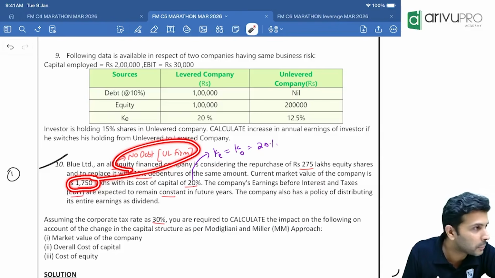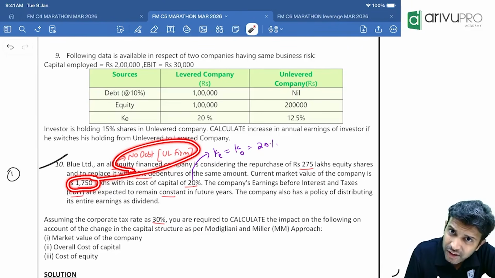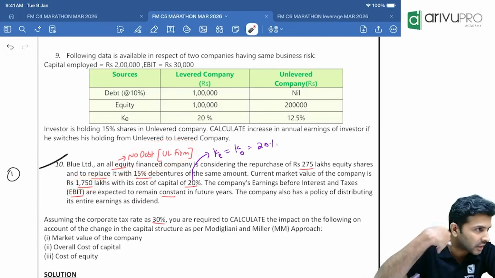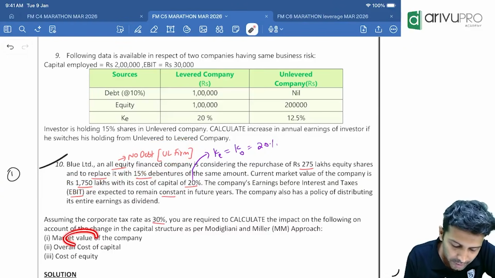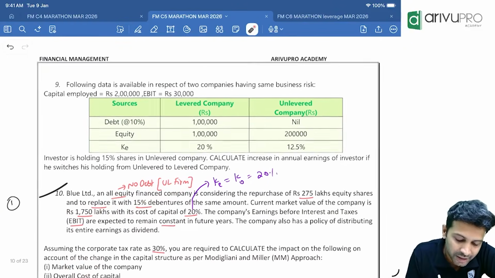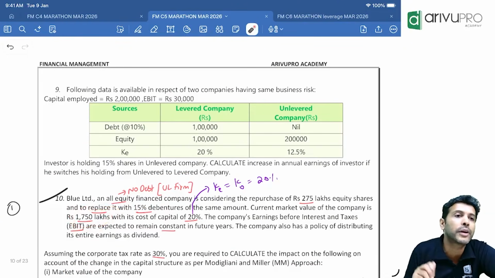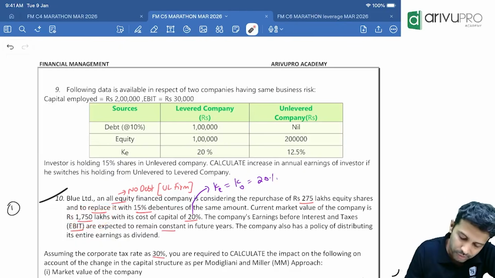Now they're planning to repurchase shares and substitute with debt. Now is it an unlevered firm or a levered firm? Levered firm. Once the company issues debt, they will become levered. That levered firm's market value they're asking. This is the market value of the unlevered firm. Now we have to find out the market value of the levered firm.